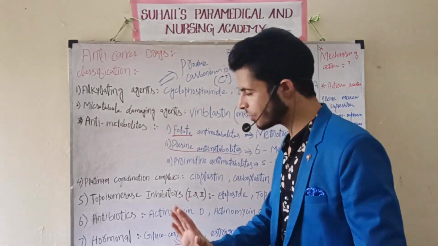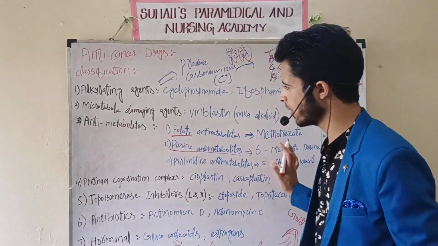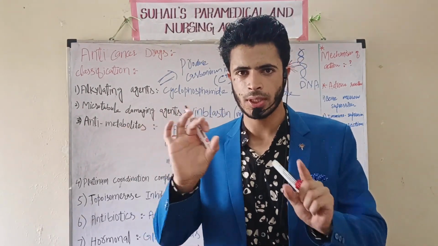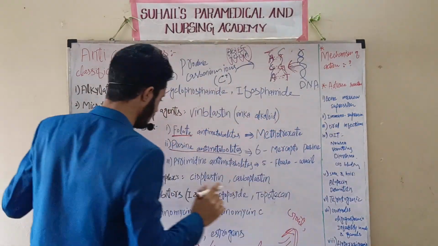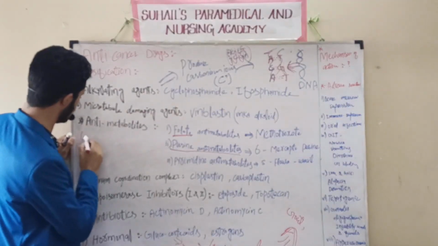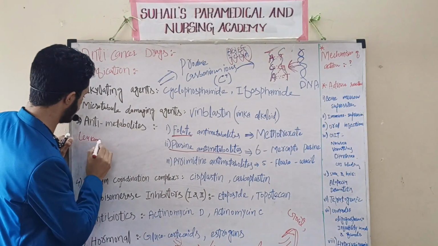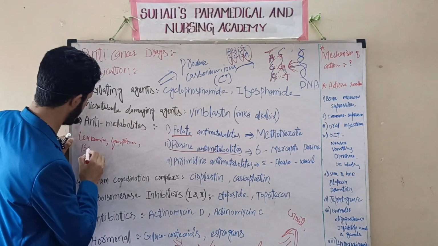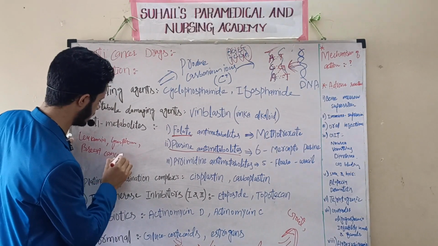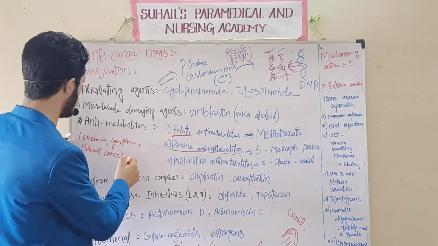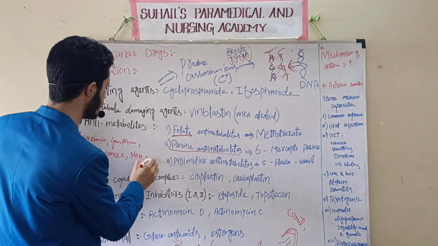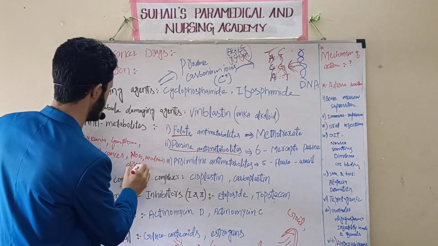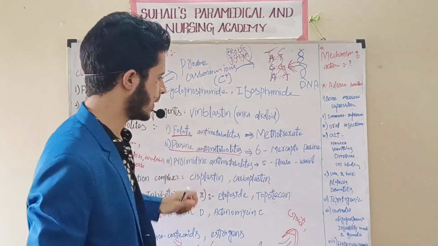Once more I will tell in which cancers we can use this. You can take a screenshot, or the screenshot will also be available on the Instagram page Suhail's Paramedical and Nursing Academy. The different types of cancer are leukemia, lymphoma, breast cancer, non-Hodgkin's disease. These are the diseases for which we are using these anti-cancer drugs.